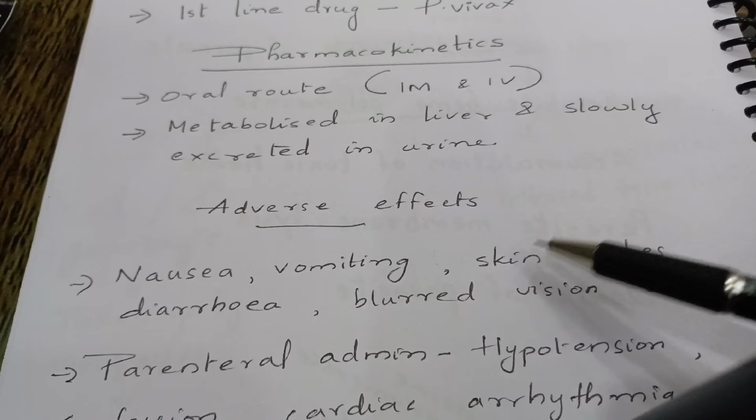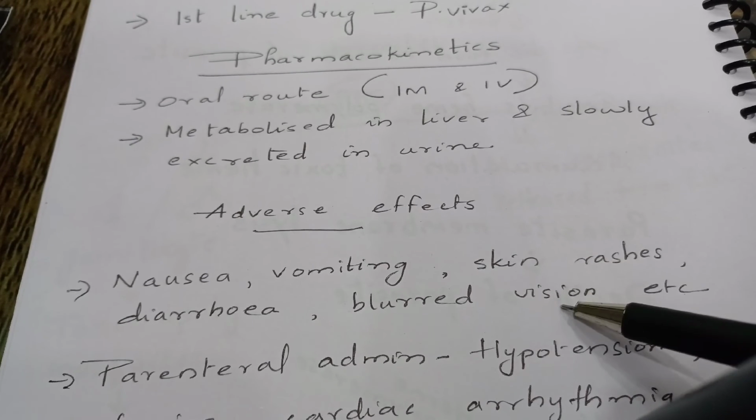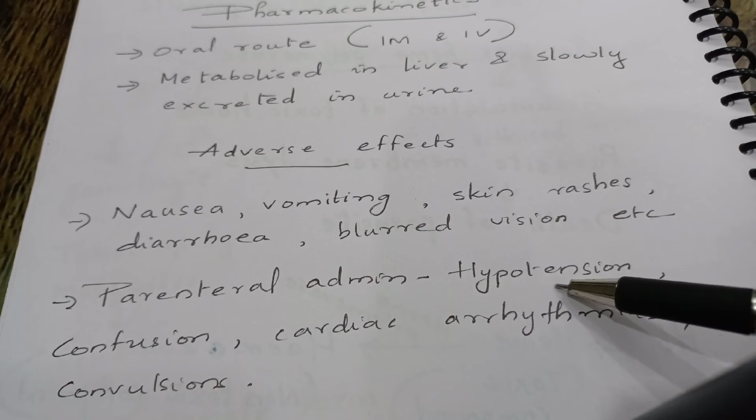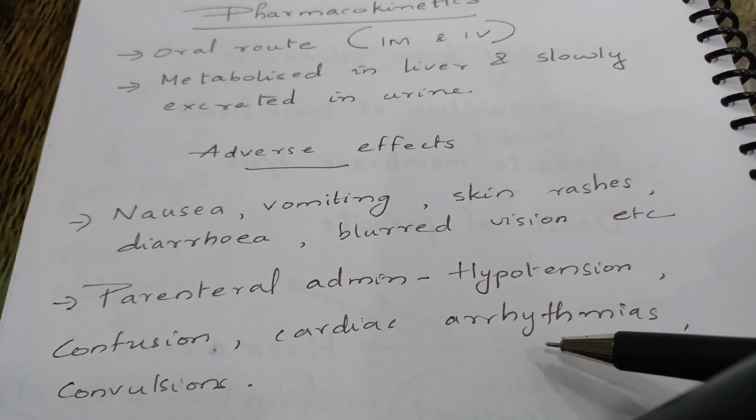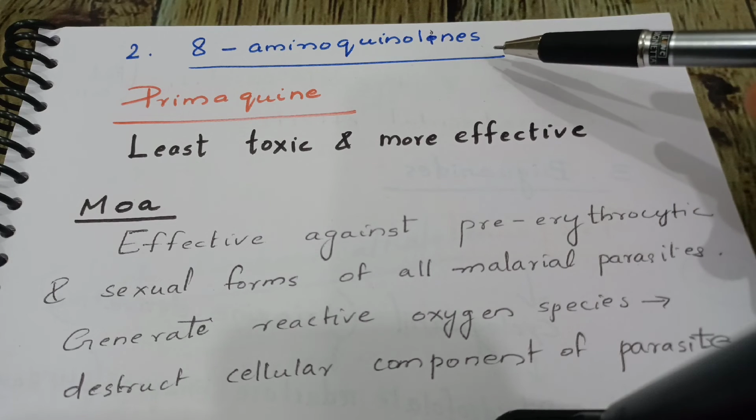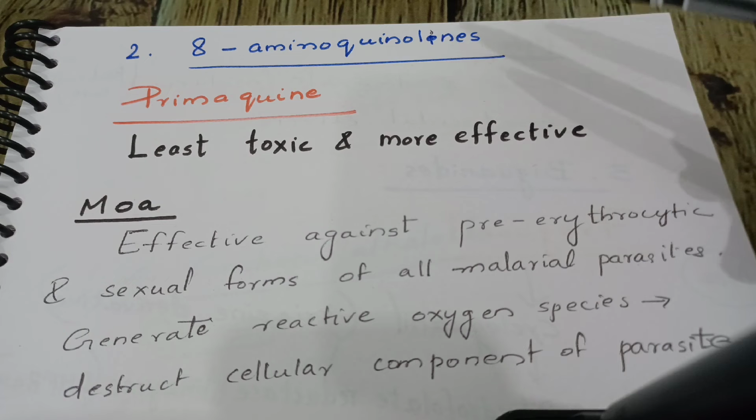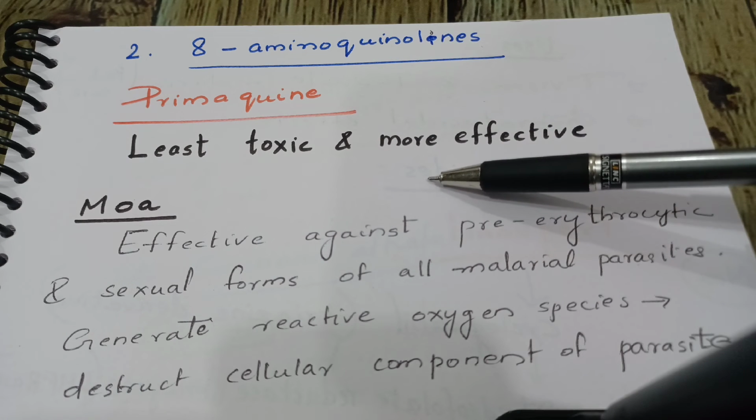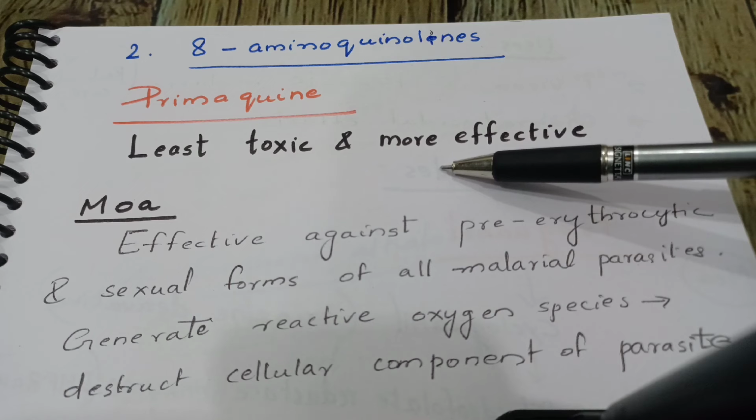Now the adverse effects are nausea, vomiting, skin rashes, diarrhea, blurred vision, etc. Upon parenteral administration, it could cause hypotension, confusion, cardiac arrhythmias, convulsions. Next class of antimalarial drug is 8-aminoquinolines, in that primaquine. It is least toxic and more effective.